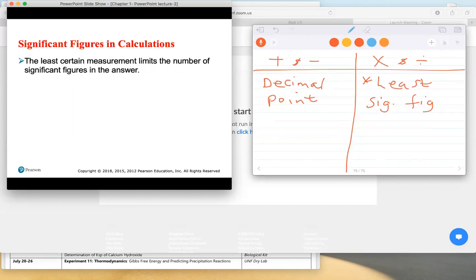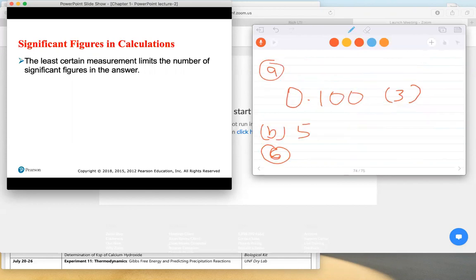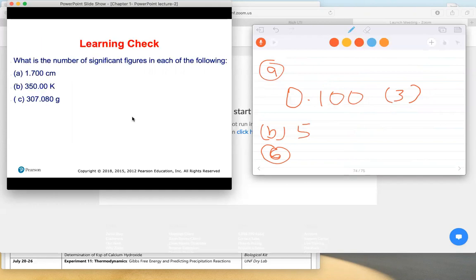Somebody is asking, what is the significant figures for B and C? Let me see if I have that. P is 5. Let's see this one. P, 1, 2, 3, 4, 5. That is why I have 5 right here. And C is 6. You count it here. 1, 2, 3, 4, 5, 6. That's why I put 6. Thank you, Tiara.